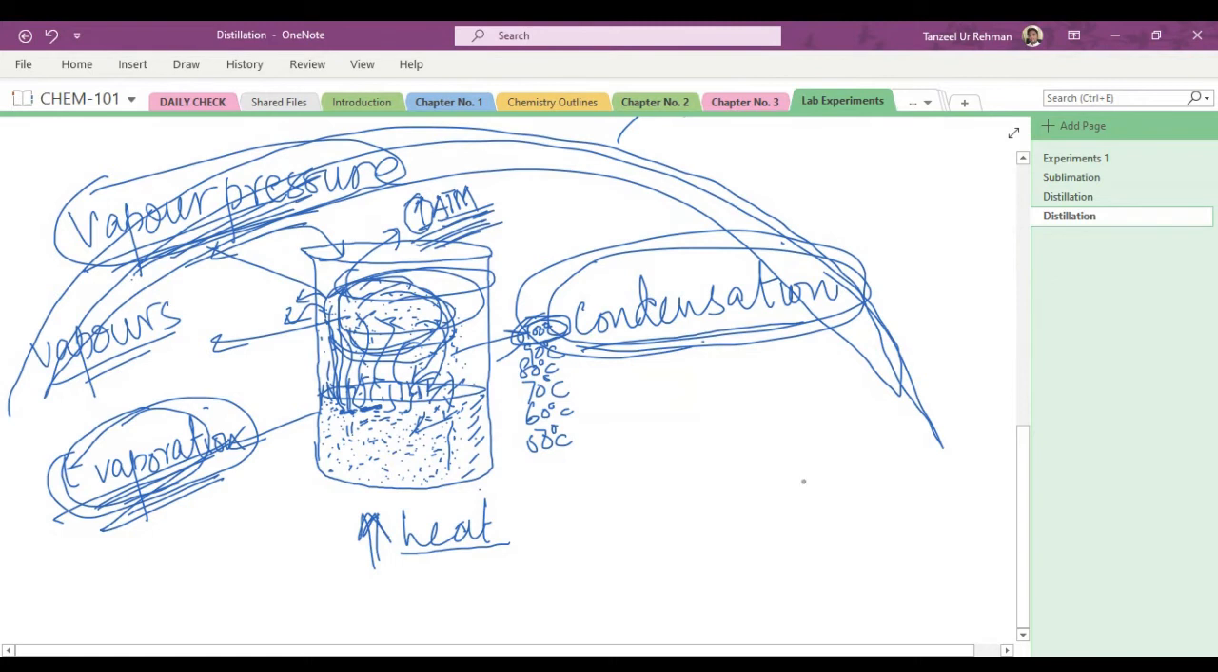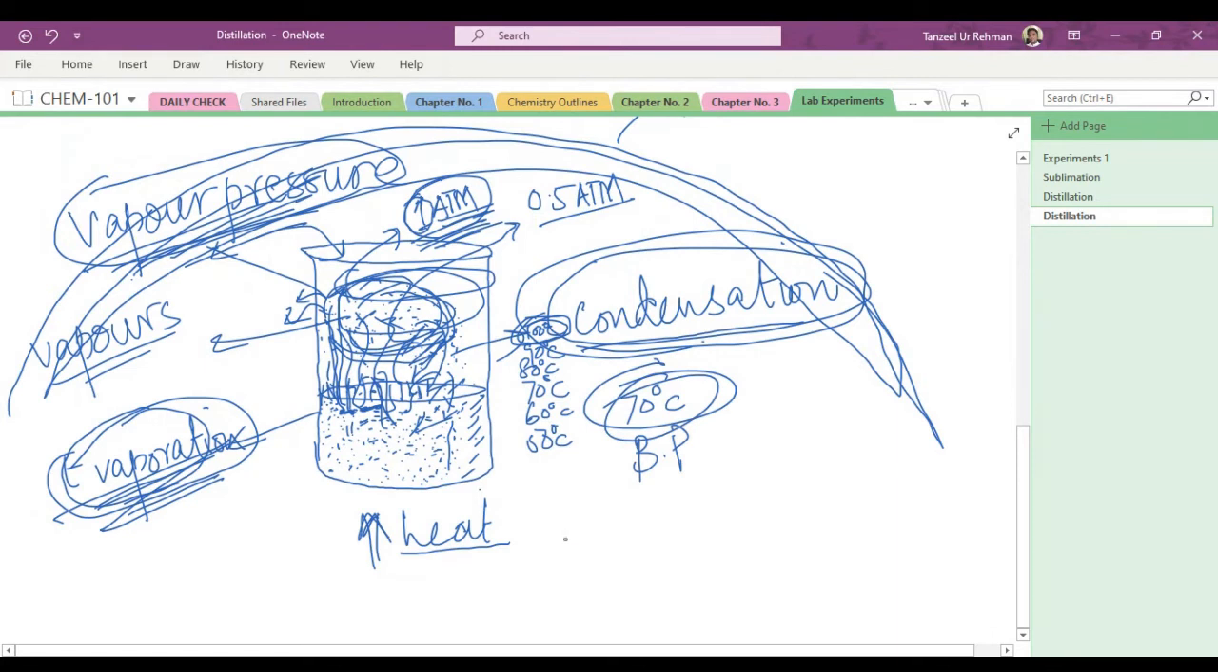Okay, now suppose we decrease this external pressure. We say it is 0.5 atm, atmospheric pressure. Now suppose at 70 degrees centigrade, this vapor pressure becomes equal to 0.5 atm. Then water starts boiling again at 70 degrees centigrade. So the boiling point of water will be 70 degrees centigrade.